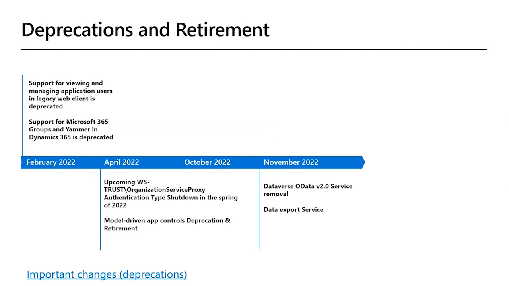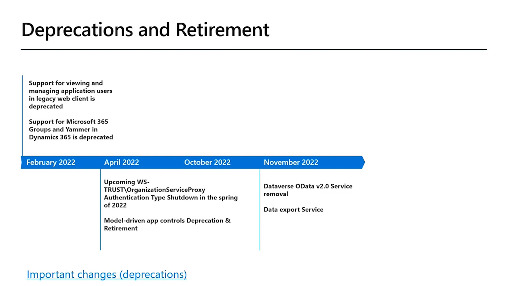All right. There's also a really good article, if you haven't seen it, around important changes that are coming across the whole platform, basically deprecations and different services or functionality that may be being retired. Here are a few of the ones to make sure you're aware of coming up. We've had a couple this year already. In February, there were some deprecations. In April, we had the WS-Trust shutting down, and also some model-driven app controls deprecated and retired. So those are already complete.